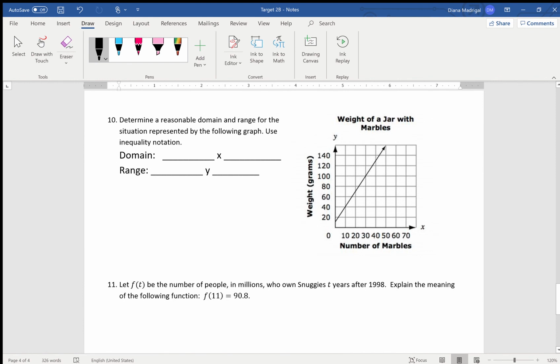Again, for number 10, it should be pretty easy. You're looking at the line. And again, this line has a point here and a point here, and it goes like this, okay? For number 10, I want you to write your answers and then send the picture to your teacher.